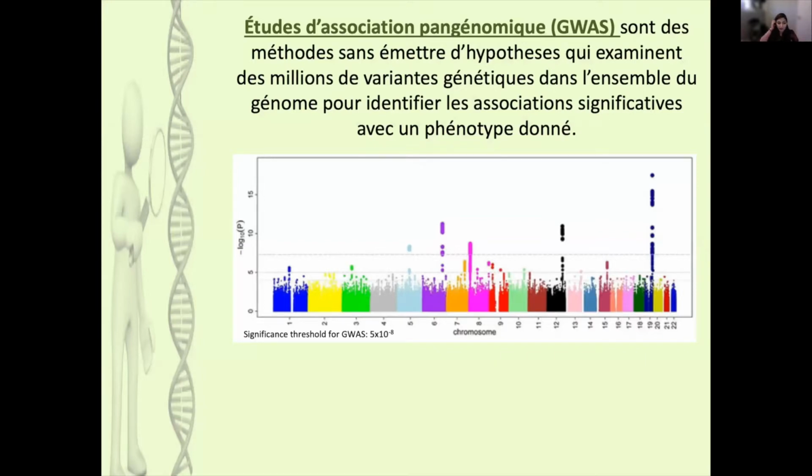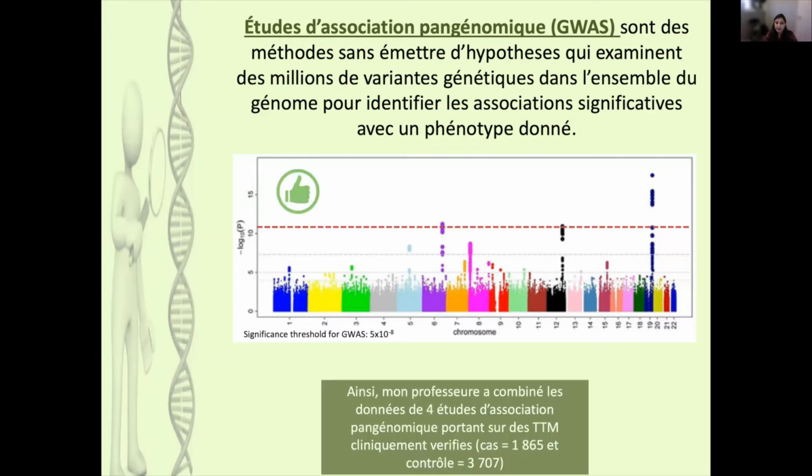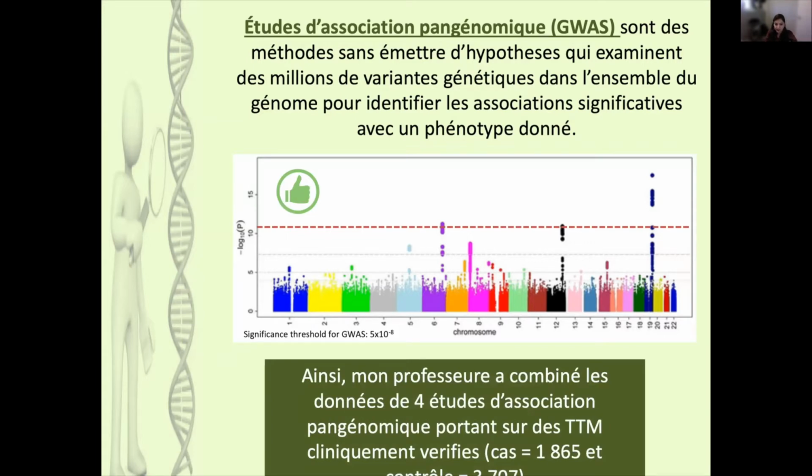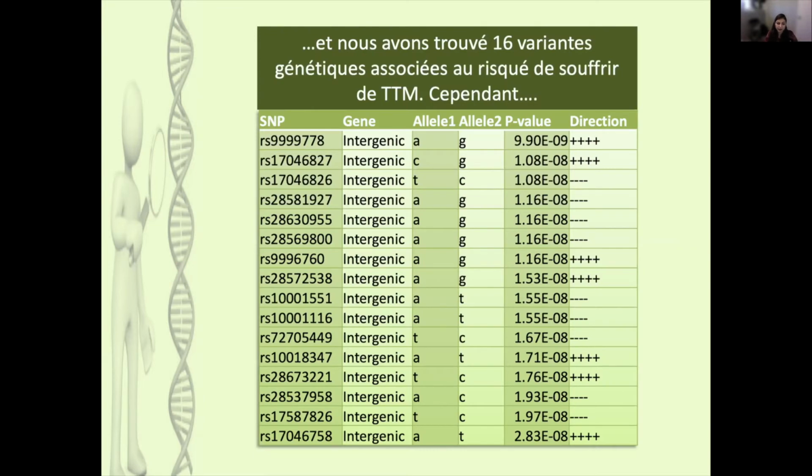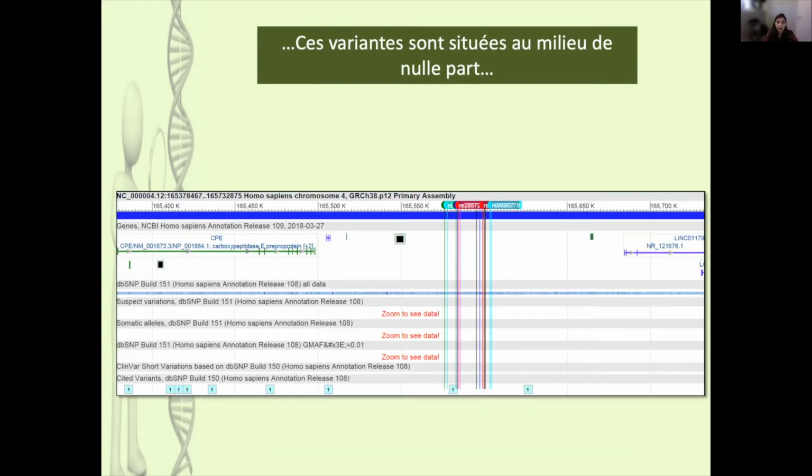There are studies named GWAS, short for Genome-Wide Association Studies, which are hypothesis-free methods that look at a million variants of genes in the entire genome that are highly associated with a phenotype. In our case, the phenotype is TMD, and my supervisor previously combined all 4 GWAS studies based on clinically verified TMD cases, around 2,000 cases and 3,700 controls. They found 16 genetic variants that are highly associated with the risk of having TMD. And this gene is located in the middle of nowhere.